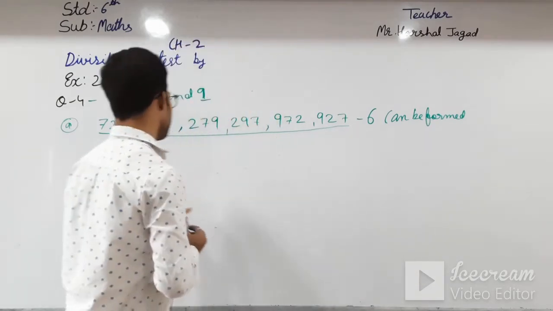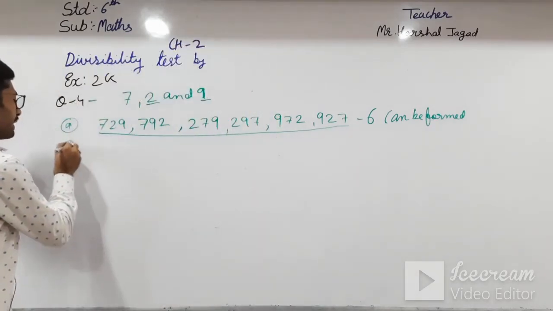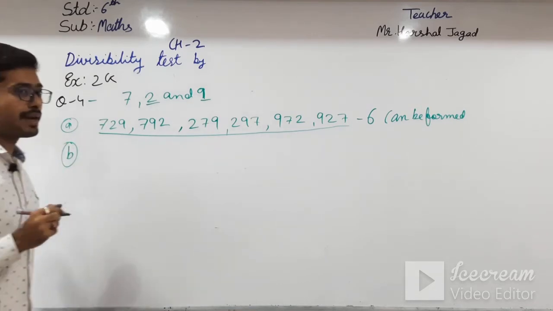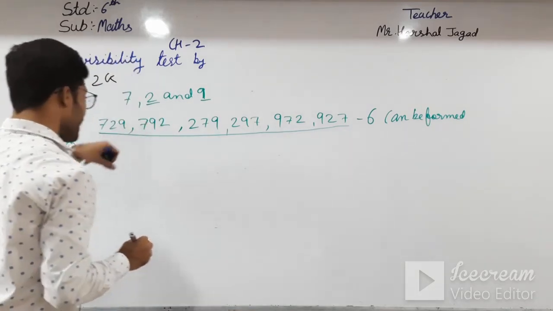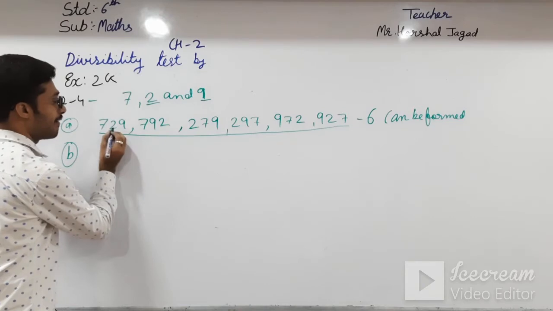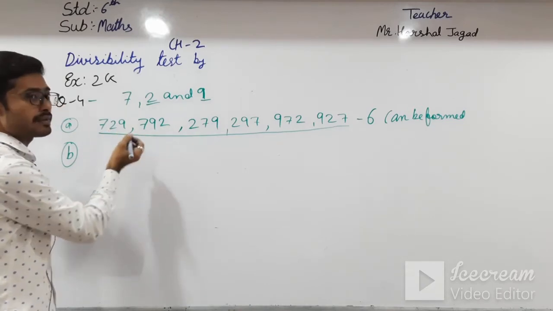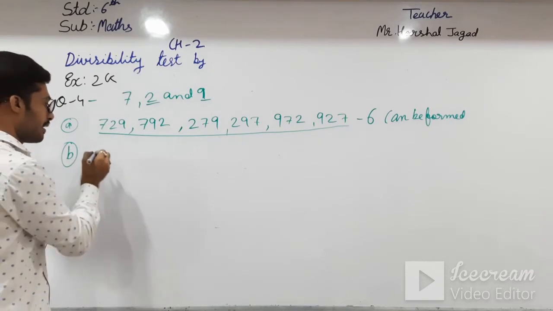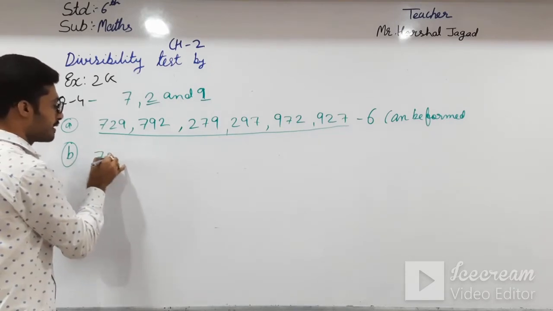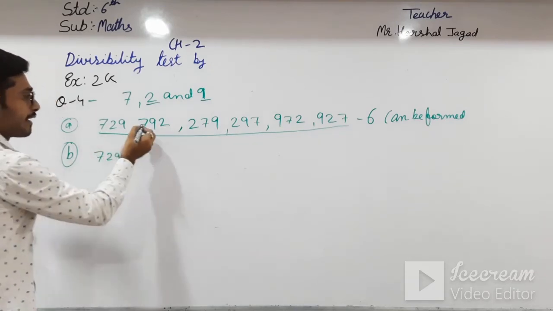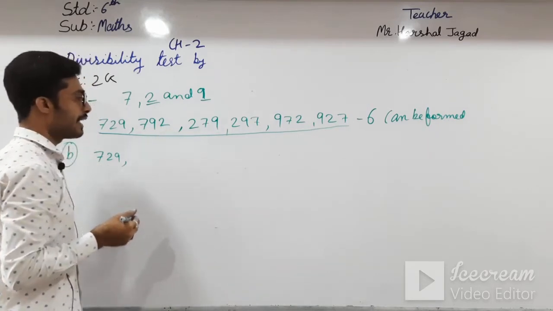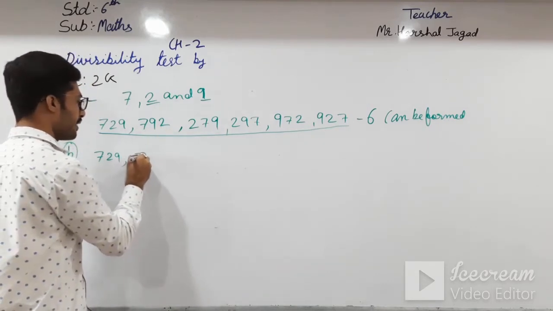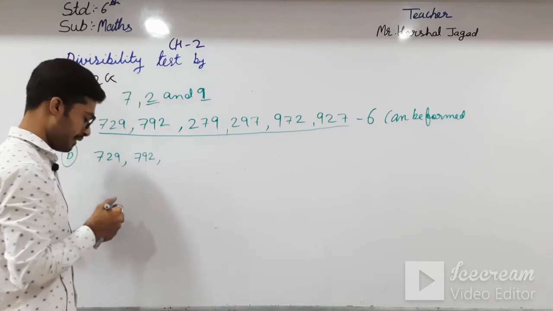Okay, students, which numbers are divisible by 3? So for divisibility by 3, what we have to do is just add the digits. 7 plus 2, 9. 9 plus 9, 18. Yes, it is divisible by 3. So this number is divisible by 3. 7 plus 9 plus 2, 18. So this number is also divisible by 3.